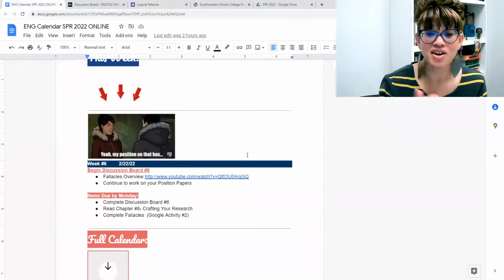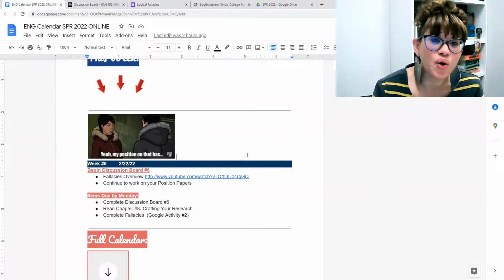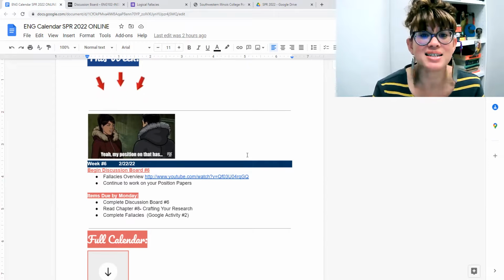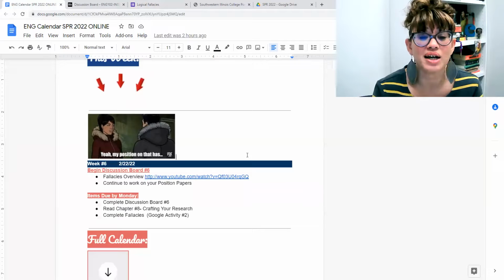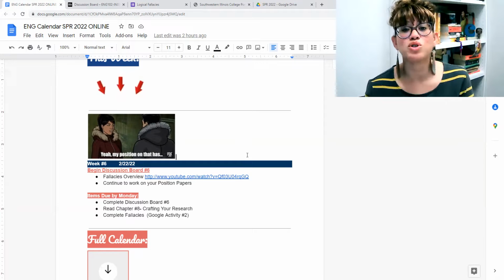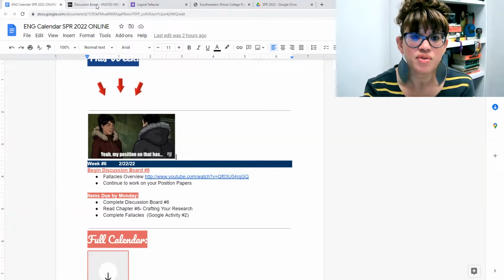All right, other things in our calendar. You should be working on your position papers ongoing. So hopefully last week you were able to read the assignment. I suggest this week you look at the example and start thinking about what you would like to write on for your research question. You have a reading this week called Crafting Your Research. I think it's really helpful in thinking about what do you want to speak on and then how to specifically address that question. So there we go.